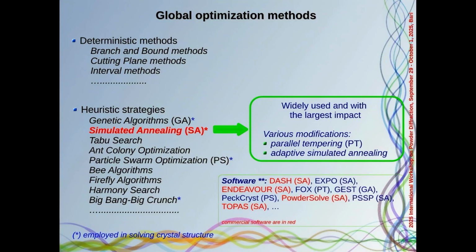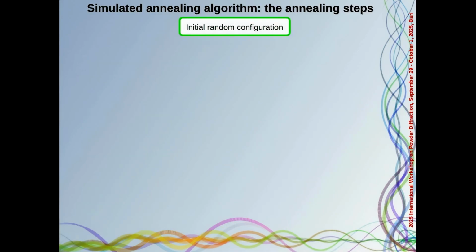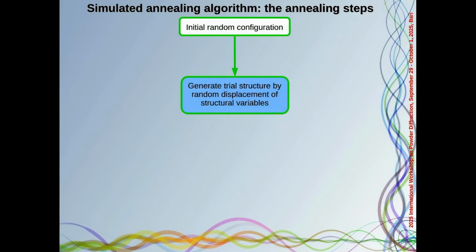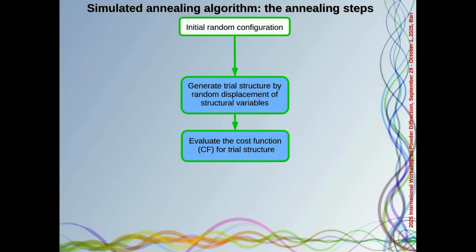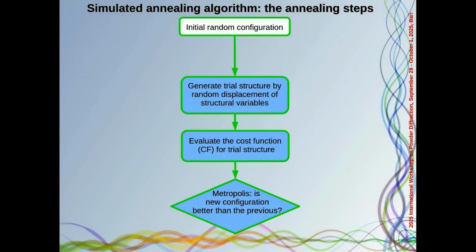And this is a list of programs using global optimization methods. I will quickly describe the simulated annealing steps. Simulated annealing involves the generation of a sequence of trial structures. Each trial structure is generated from the previous one by random displacement of the structure variables. For each trial structure, the cost function is evaluated, and the trial structure is accepted depending on the Metropolis criterion.